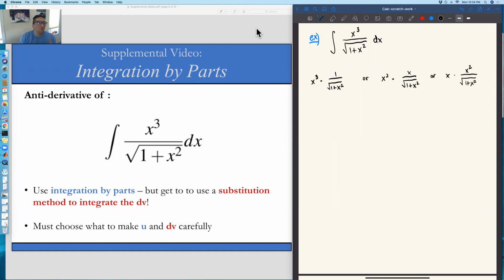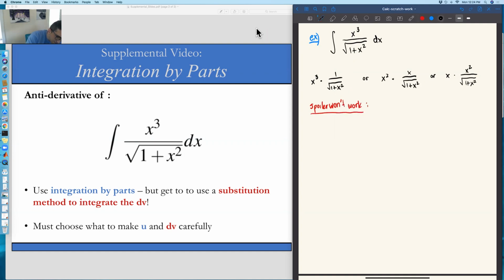If we choose one of these three ways, that gives us some idea of what we call u and what we call dv. So for example, let's see what happens when we make the wrong choice. We're going to make the first choice here, thinking about that integrand as a product of x cubed and 1 over the square root of 1 plus x squared. As a spoiler, this won't work. But let's see what happens.